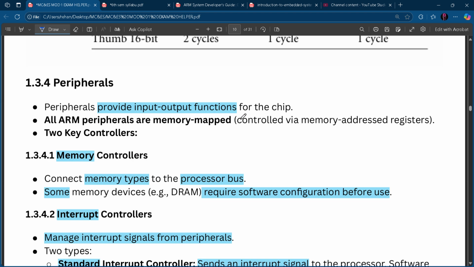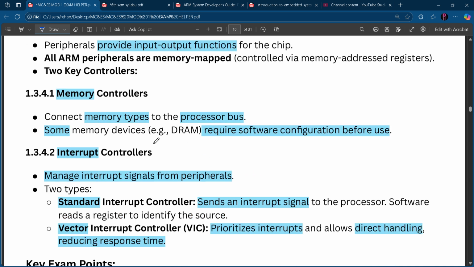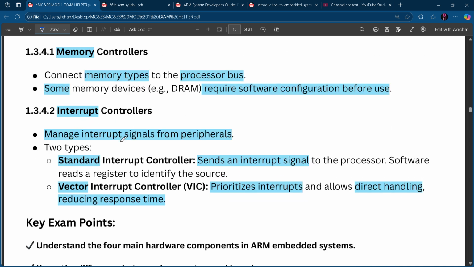Peripherals provide input-output functions for the chip. All ARM peripherals are memory mapped, which means they are controlled via memory addressed registers. There are two controllers for this. So there are memory controllers and interrupt controllers. A memory controller just connects or maps memory types to the processor bus. Some memory devices require software configuration before use, for example DRAM. But in the interrupt controller, you have two more subtypes. It manages interrupt signals from peripherals.